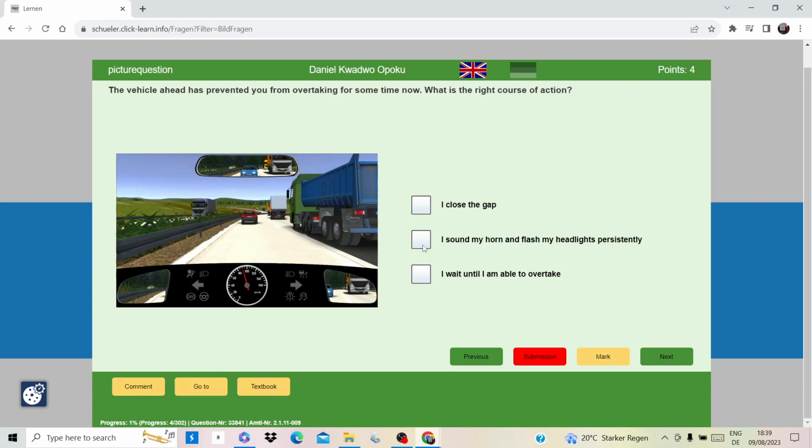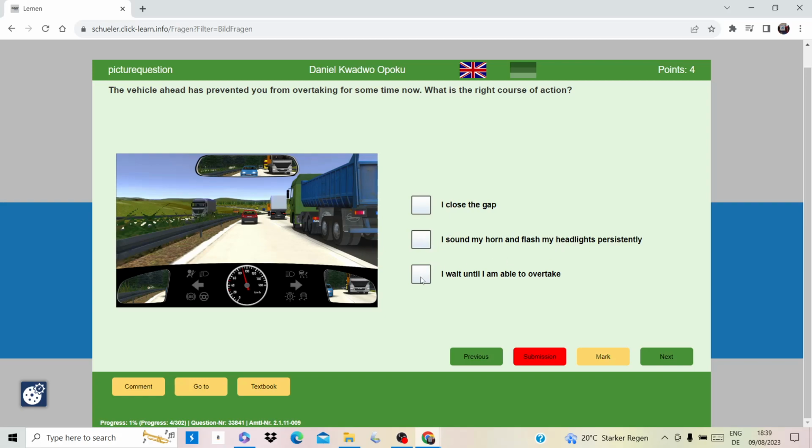Okay? The horn is used appropriately. For example, when you are in a dangerous situation, or you want to warn a driver of danger, then you can sound your horn. But in this case, you don't sound your horn, and you don't flash your lights persistently. It's not good. So these are not the answers.